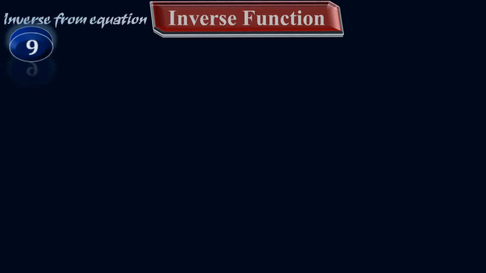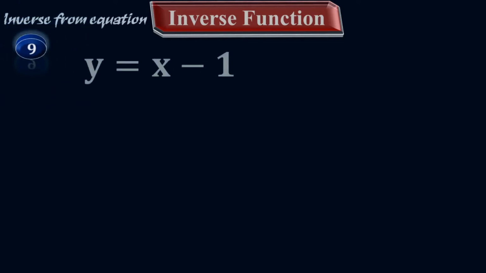Question number 9. If y equals x minus 1, the very first thing is that if the given expression is set to f of x, we replace f of x by y. But the given expression has already been set to y, so we don't need to talk about f of x. It is y equals x minus 1.